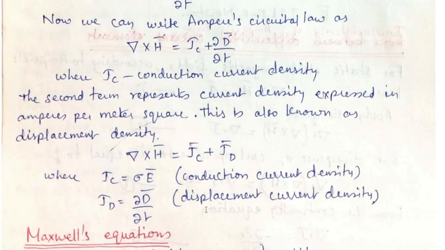So this is the expression for the inconsistency of Ampere's circuital law and the modified Ampere's circuital law.